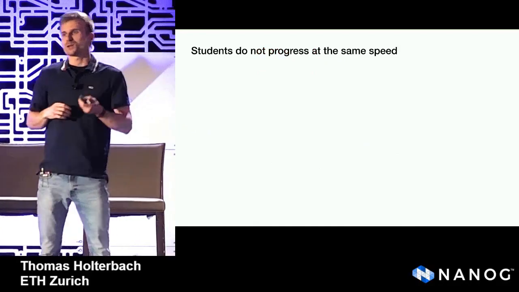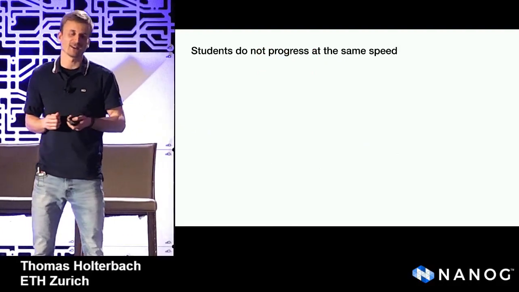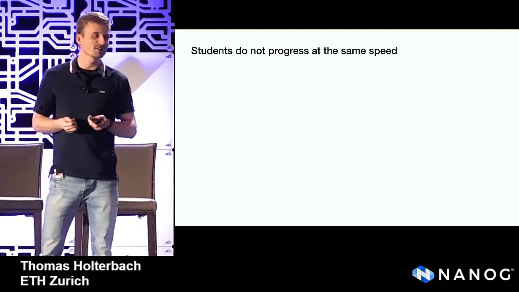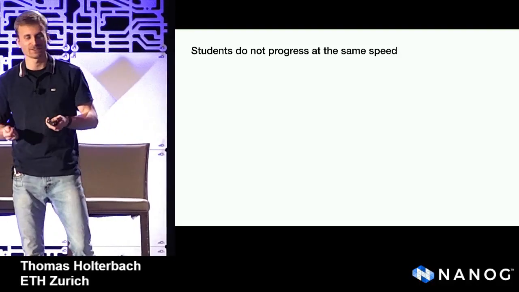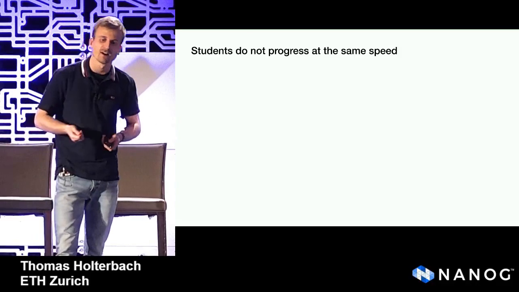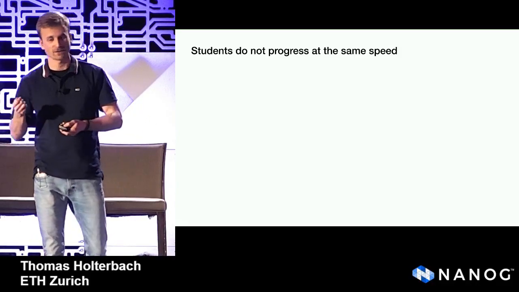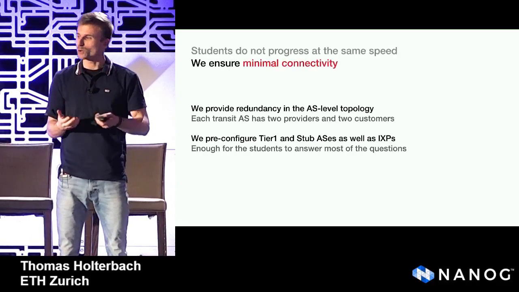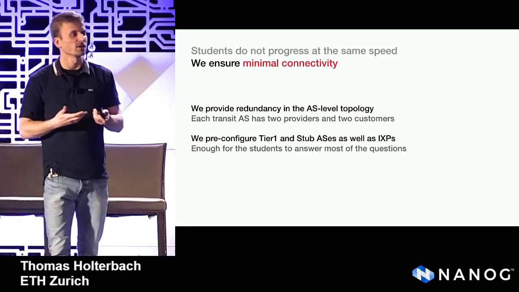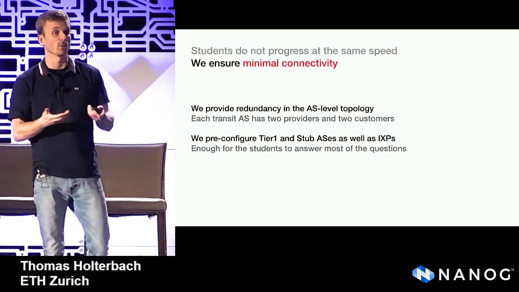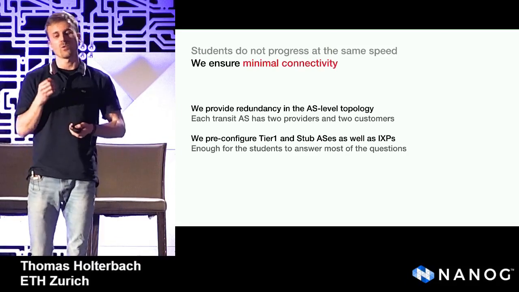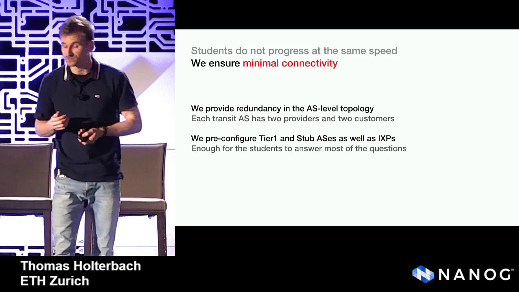Another thing is that the students don't progress at the same speed. Some of them are very motivated, and after the first week, they're almost done. Some others start to work on the project during the last week. So it's not always easy to evaluate connectivity when some groups are not progressing very well. So what we do here is we ensure minimal connectivity.